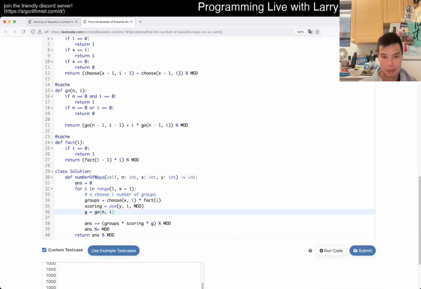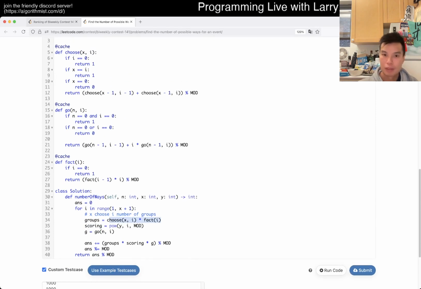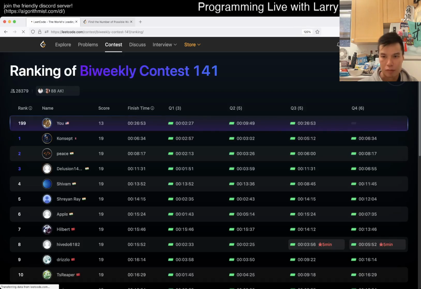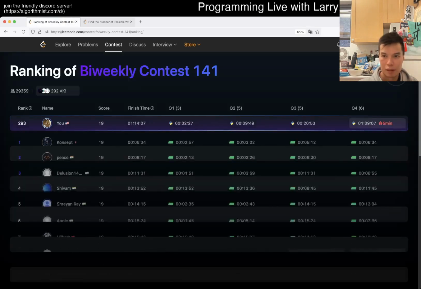And let's optimize this a little bit. So this is actually not a choice, it's a permutation. So now it is x factorial minus I factorial. Can I fix that? I mean, this is actually a pretty good way of writing it. Yeah, I'm really bad at math today.